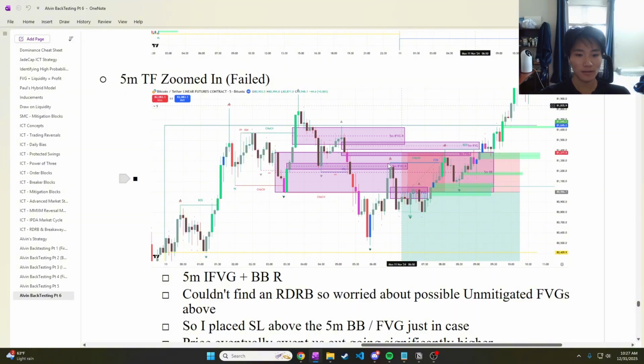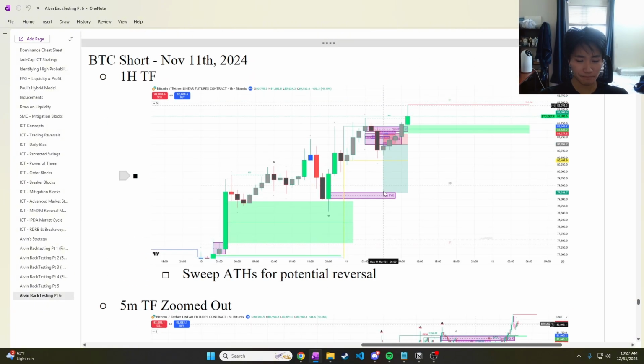So I decided to enter off of here. I put my stop loss above the FVG in case, because we had these unmitigated ones. I was looking for an RDRB, but we had 2 overlapping confluences, so I'd take it. Unfortunately, this just didn't hit and just went higher. Just went up.